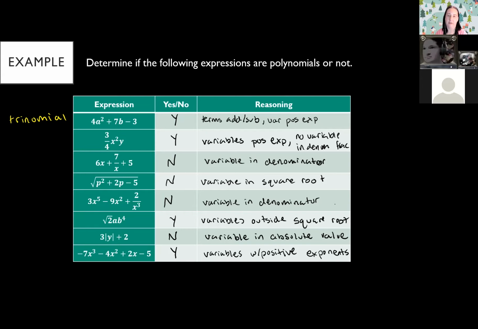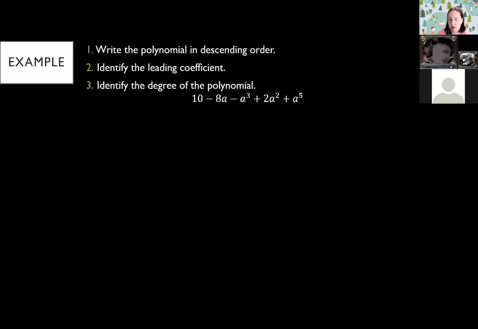Are there any questions? Okay. So I've got a couple examples that are going to be like this. So I've given us a polynomial. So first, we want to write the polynomial in descending order, and this is what we call standard form.